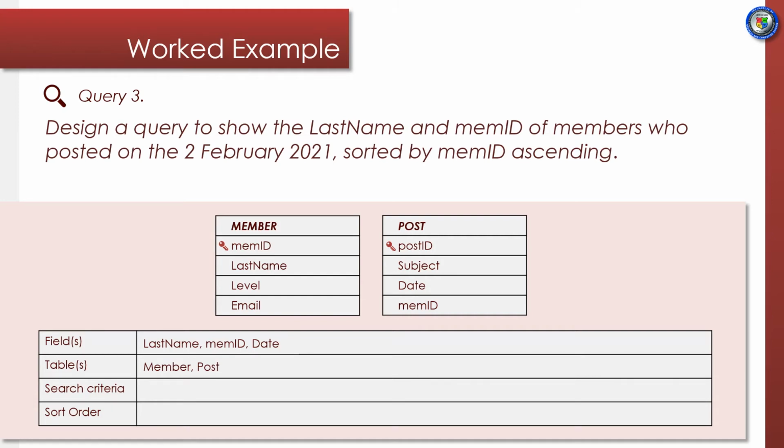Our search criteria, as before, would be members who posted on the 2nd of February 2021. So date equals 02/02/21. And finally, we have a sort to carry out. We want to sort mem ID in ascending order.